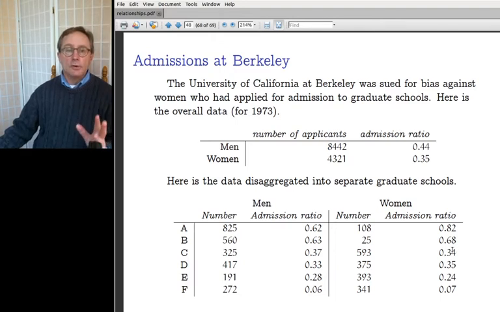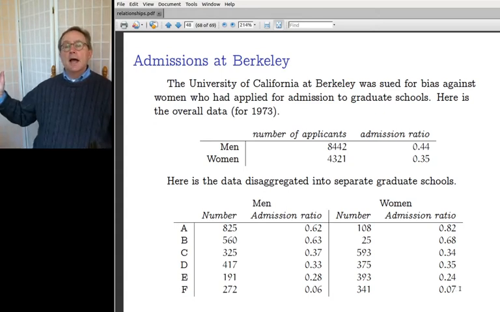Now that's a few fewer women, that's true. D, men is 33% admitted, women is 35% admitted. E, 28 versus 24, again, a few fewer women. And F, 6 versus 7. So what the heck is happening here?